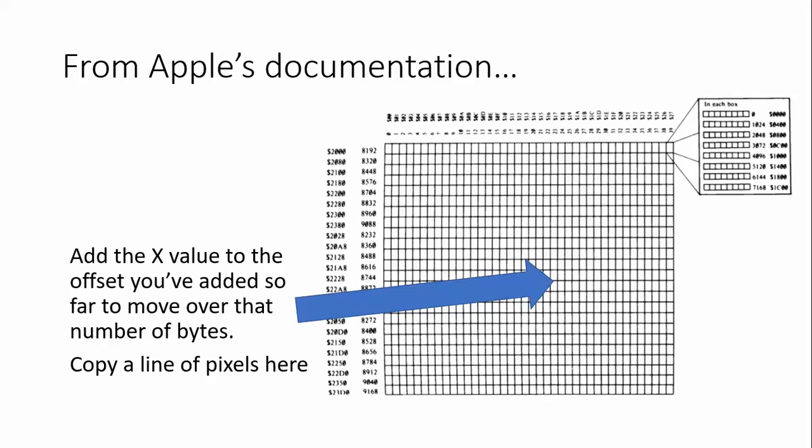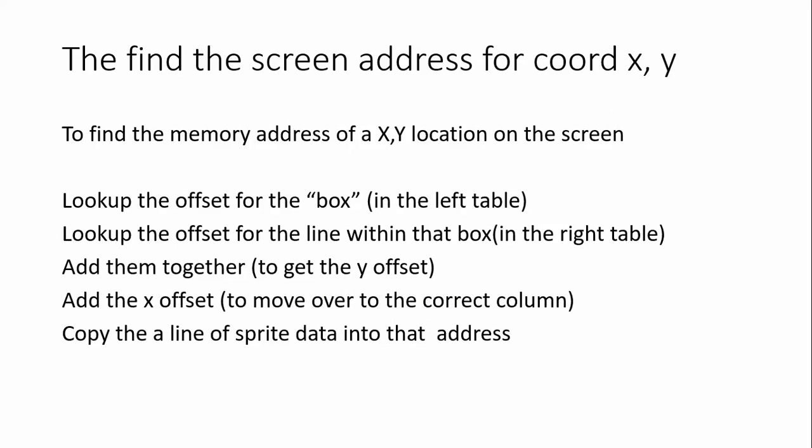start copying your data. So again, look up the offset for the box, look up the offset for the line within the box, add those two together, add x. Now you have the memory address to copy that line of pixels into. So 2 lookup tables just to figure out the y coordinate of where in memory is associated with something's y coordinate. That's kind of clunky, but again, it was to keep costs down and with the idea that the programmers will just have to deal with it.